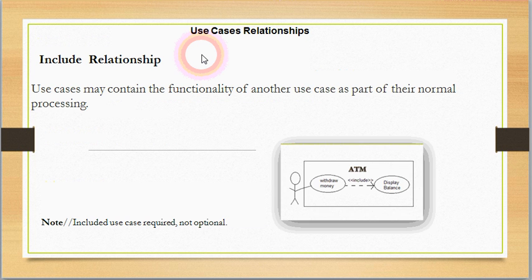We have two relationships. The first one is the include relationship. A use case may contain the functionality of another use case as part of its normal processing. The include relationship is required, not optional. The included use case is required, not optional. So we use an include relationship when the base use case depends on the included use case in order to complete. This is a simple example of an include relationship: the withdraw money use case needs to display the customer balance as a part of the process.